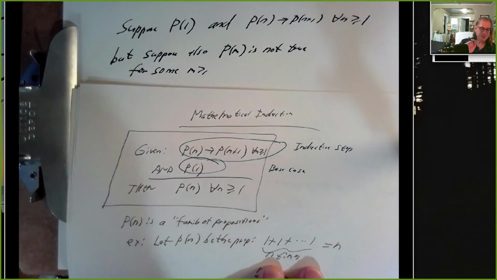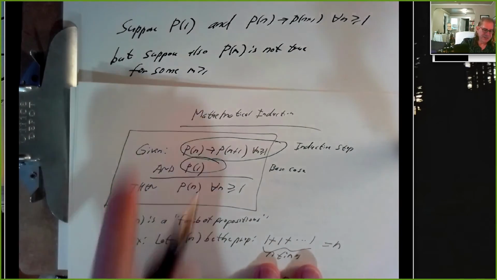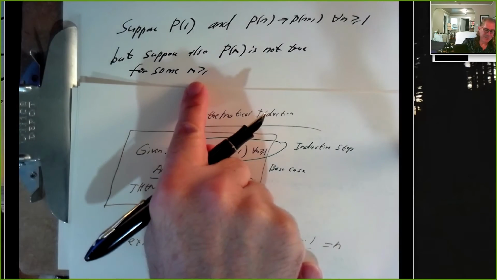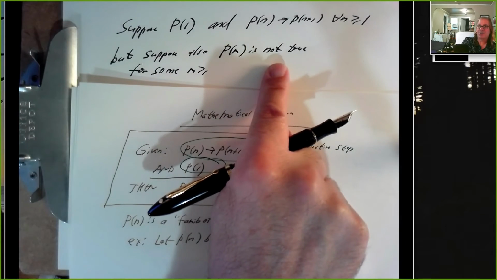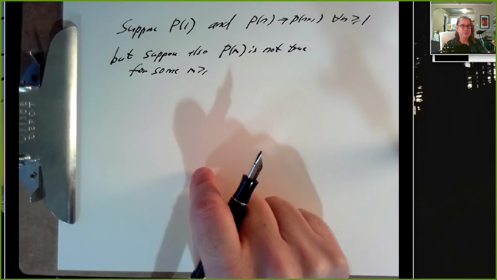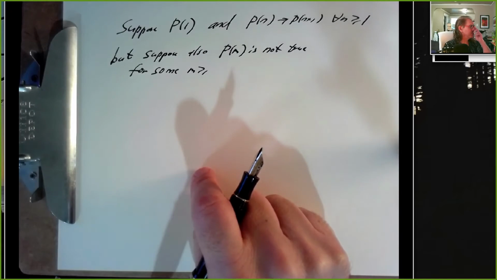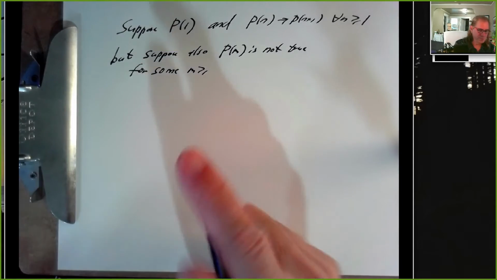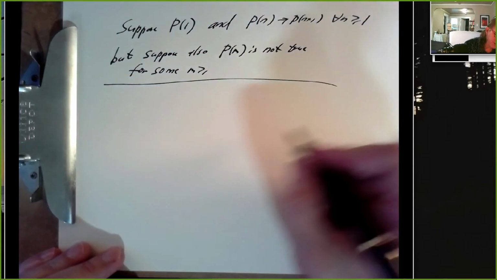Let's negate the conclusion. Okay, so suppose there's some integer m bigger than 1 for which P of m is not true. Okay, so that's negating the conclusion, and we're going to find a contradiction, after which we'll have to conclude P of m is true for all m bigger than or equal to 1. And this is pretty straightforward to do.